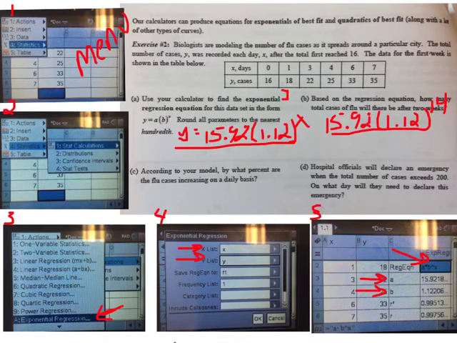C. According to your model, by what percent are the flu cases increasing on a daily basis? When we look for that information, don't forget we're pulling it right from there. It's 1.12, which shows a 12% increase.